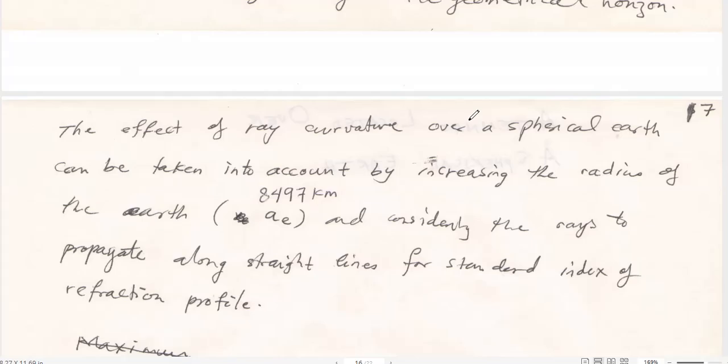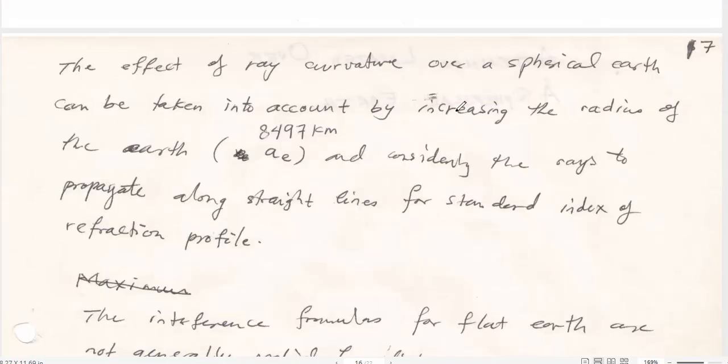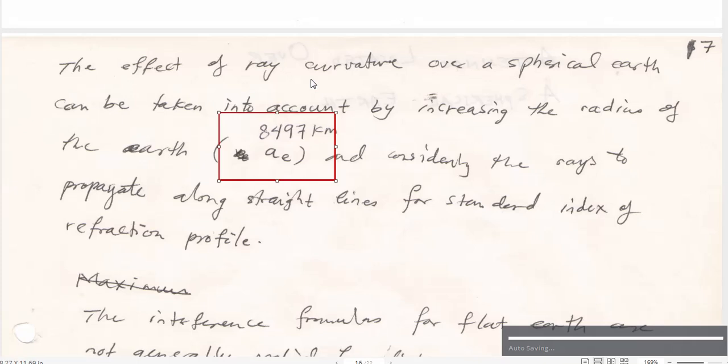It is difficult, each time you want to make a design for a microwave or radio wave link, to make these refraction calculations. To avoid this problem, the effective earth radius was proposed. The effective earth radius is equal to this value: 8,497 kilometer.